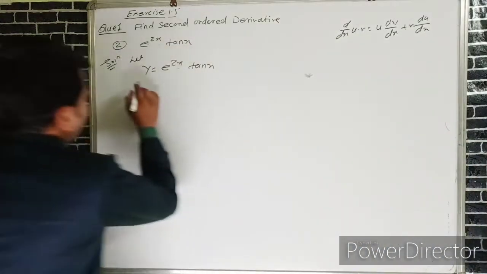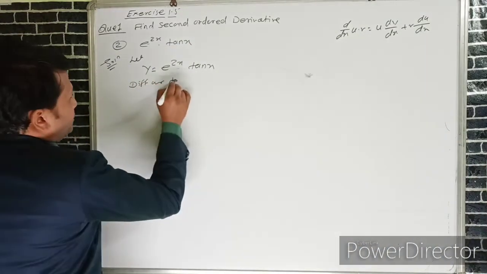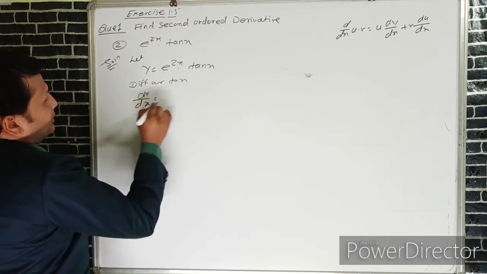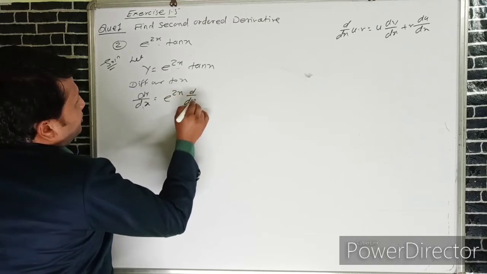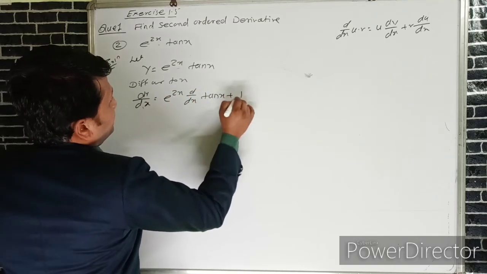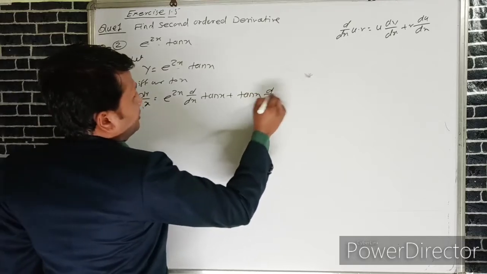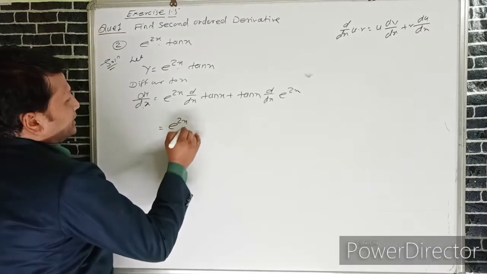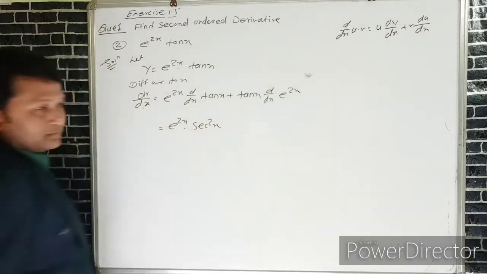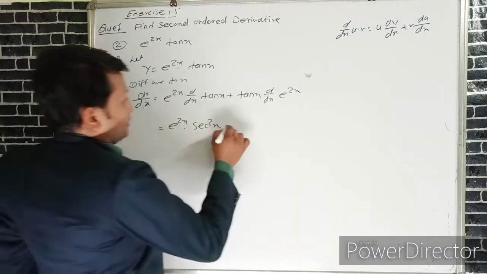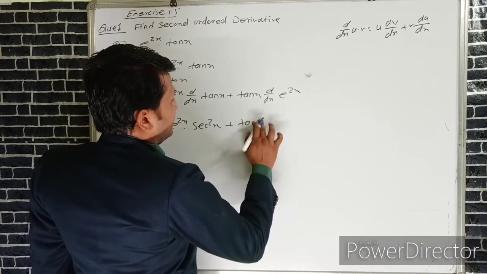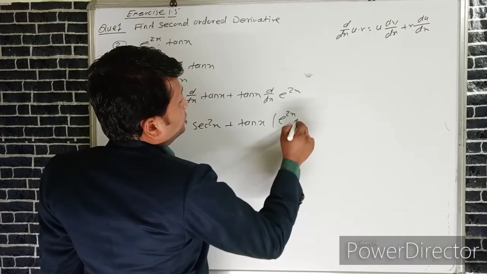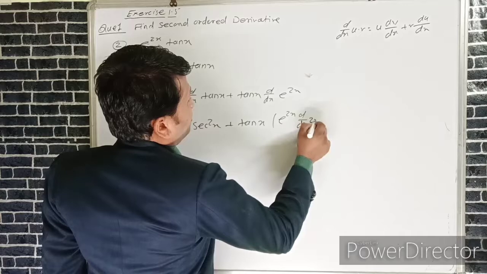So here if we differentiate with respect to x, we take dy by dx as e to the power 2x into the derivative of the second function tan x, plus the second function into the derivative of the first function e to the power 2x. Here e to the power 2x as it is, and the derivative of tan x is sec square x, plus tan x as it is, and the derivative of e to the power 2x is e to the power 2x, into the derivative of 2x, which is 2.